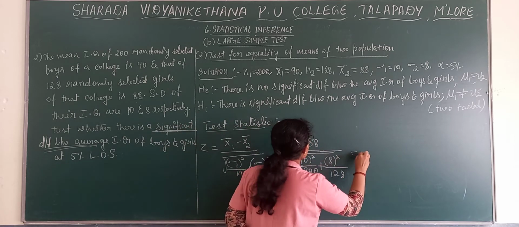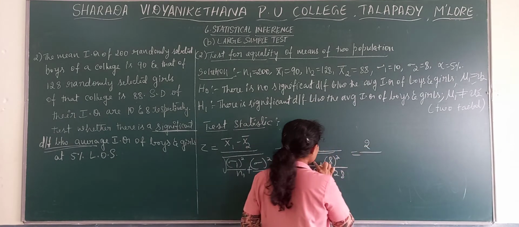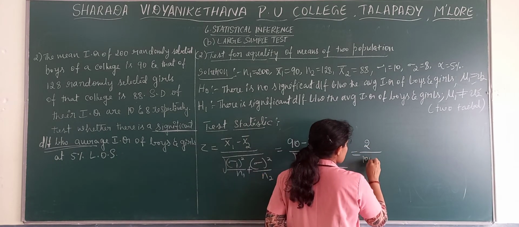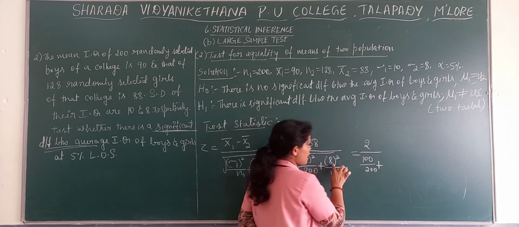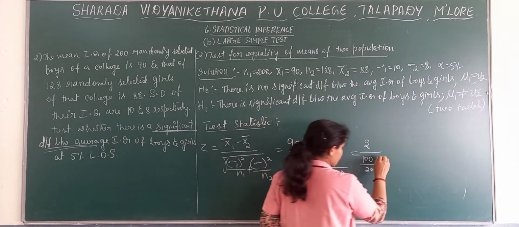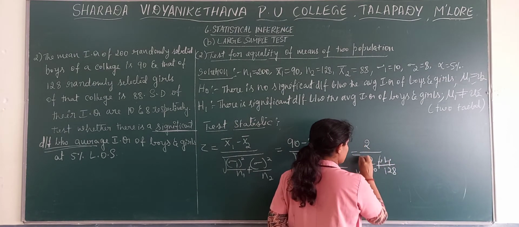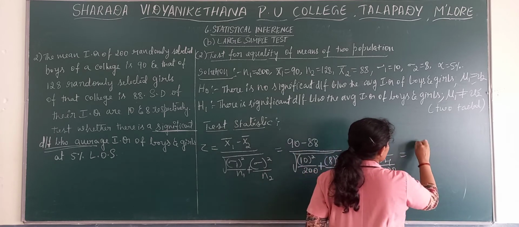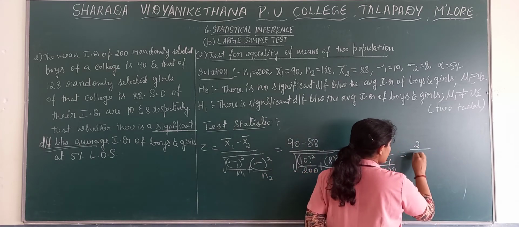128. Now here 90 minus 88 is 2, divided by the root of 10 square, which is 100 by 200, plus 8 square, which is 64 by 128. Take the root. Now here we get 2, and 100 by 200 we get 0.5.